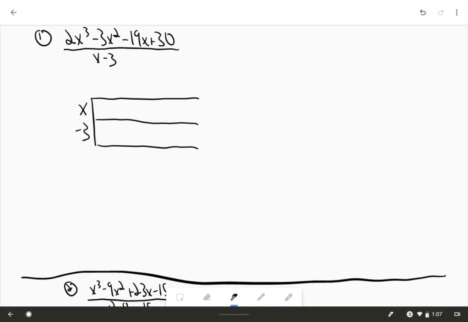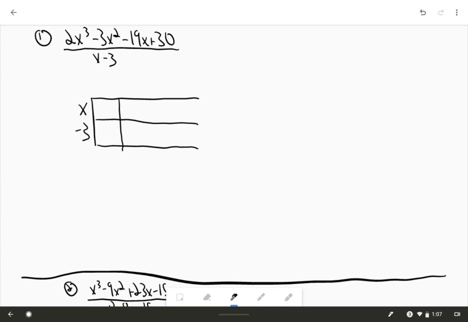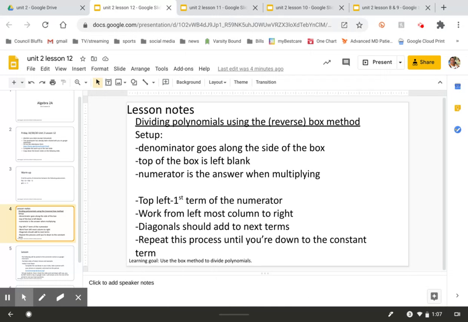We're going to leave what we would normally put here blank, because I need to figure out what needs to go here so that when I do the box method, I get 2x cubed minus 3x squared, so on and so forth. So I'm going to leave the top of the box blank. The numerator is the answer when we're multiplying. So we're going to figure out what goes on top of the box so that when I multiply, I get the numerator.